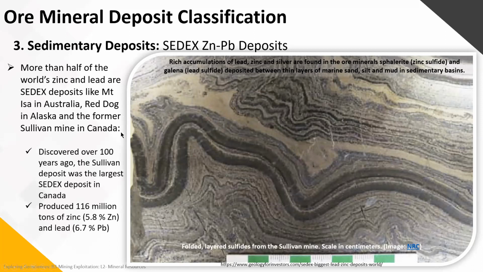The main ones in the world are the Mount Isa in Australia, the Red Dog in Alaska, and the Sullivan Mine. Sullivan Mine in Canada was discovered over 100 years ago in the Abitibi area. And it is the largest SEDEX deposit in Canada, which produced 116 million tons of ore at 5.8% zinc and 6.7% lead.